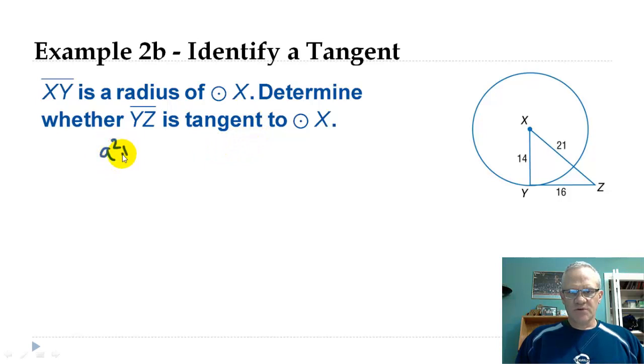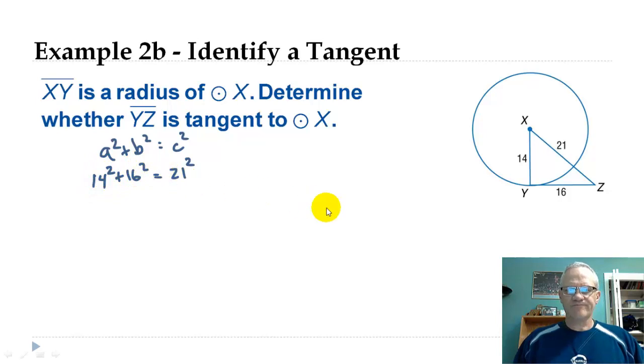Remember, a squared plus b squared equals c squared. Again, the y is what we're trying to see if it's 90 degrees. So the c would be straight across from that. That's the 21. So in this case, the 21 is c. The 14 and the 16 are the a and the b. Okay, so that's what we're going to plug in.